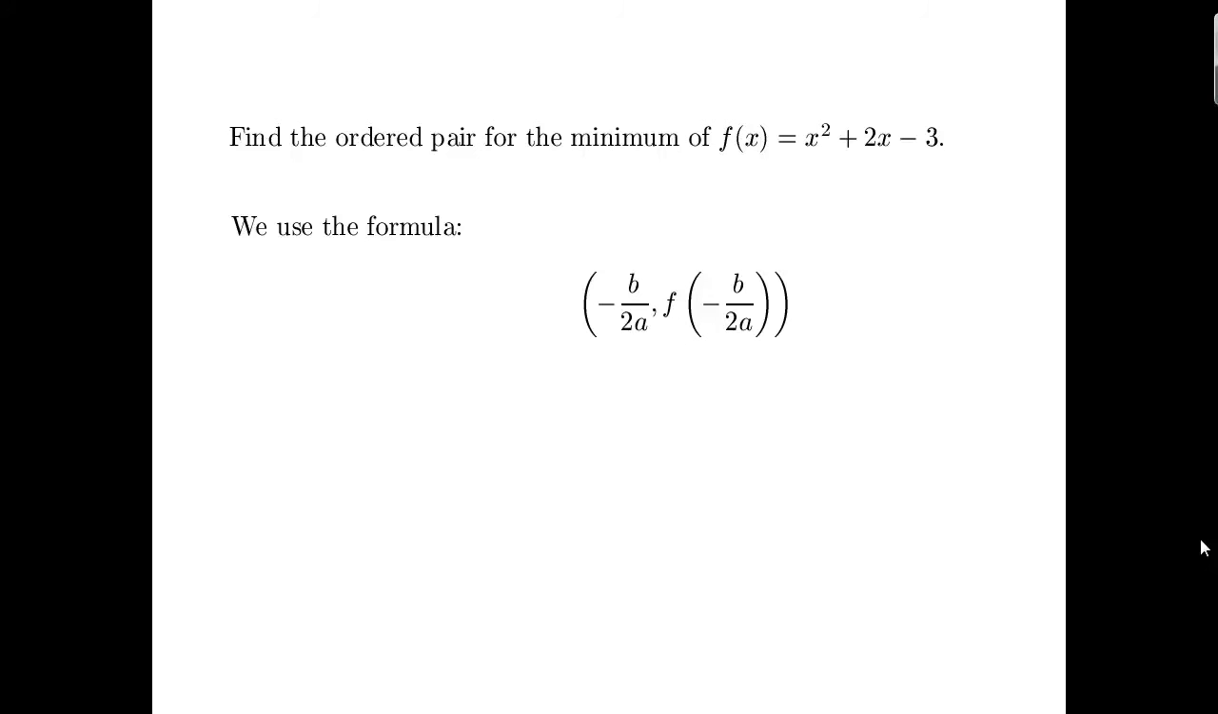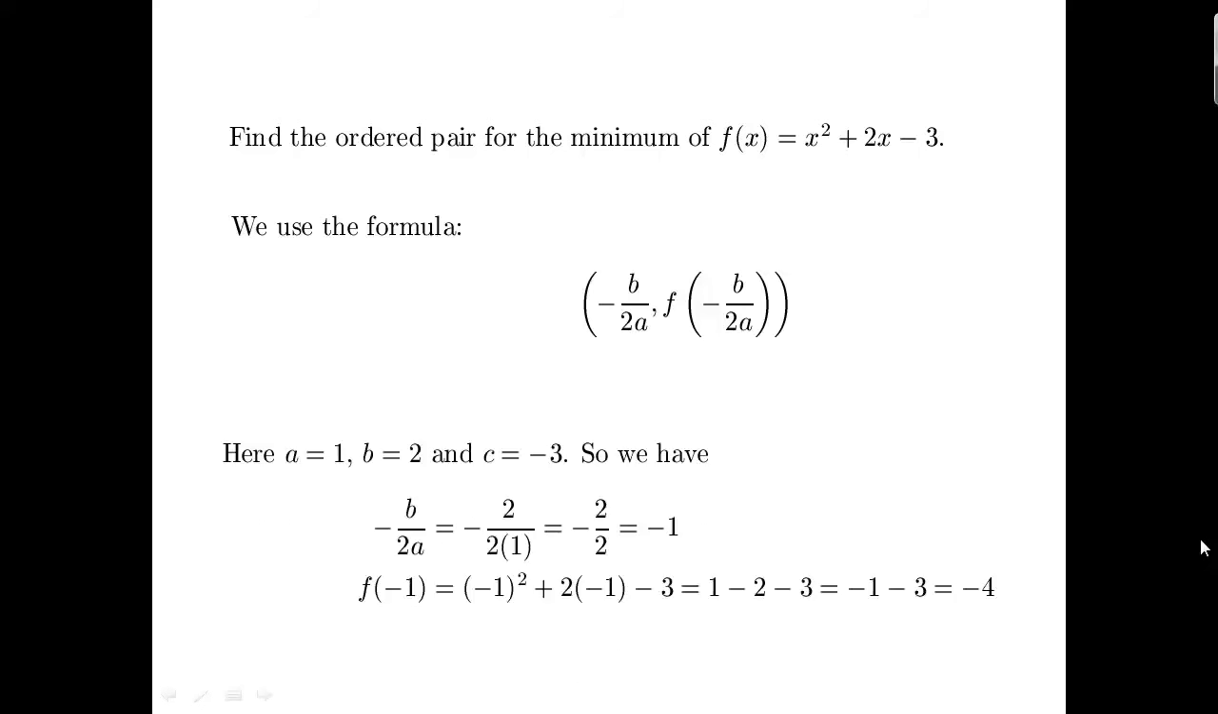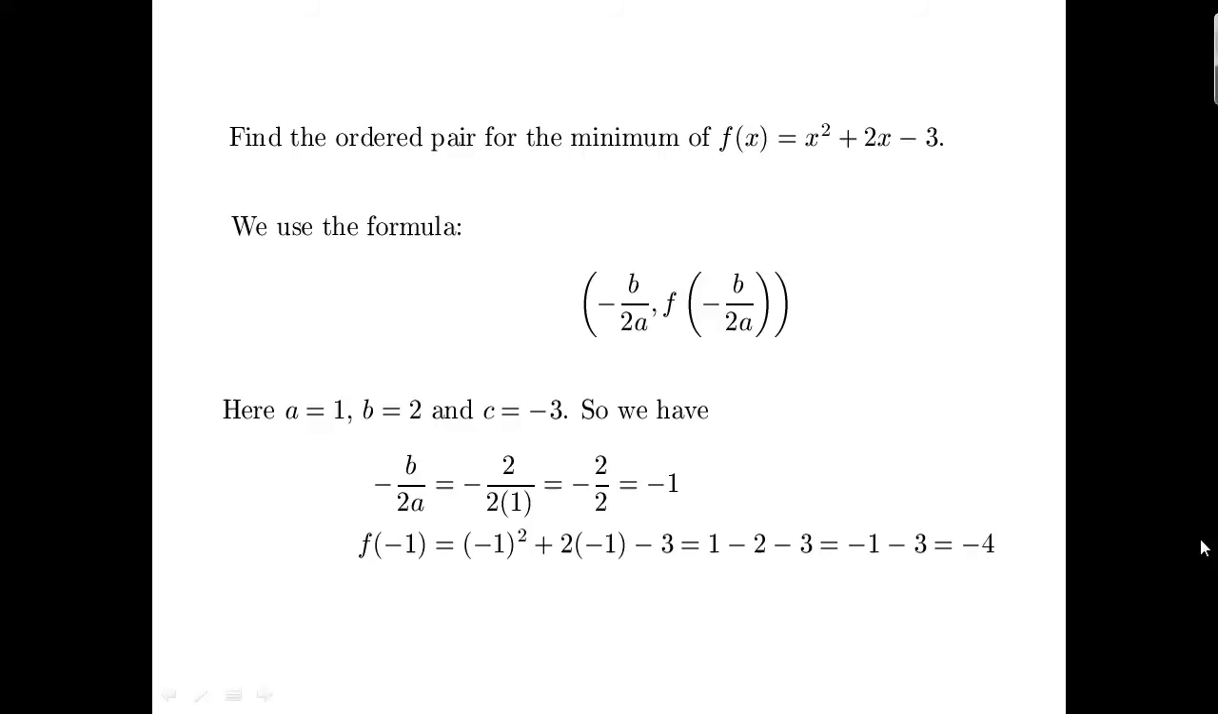We're going to use this formula here, which is known as the vertex formula, for these quadratic functions. And here we have a equal to 1, the coefficient of x squared, b equal to 2, the coefficient of x, and c equal to negative 3, and that is the constant term, or the term without any x variables with it. When we plug these numbers into our formula, we get the x coordinate to be negative 1, and we get the y coordinate at negative 4. Now, this is how we would find the minimum of a quadratic using the formula.